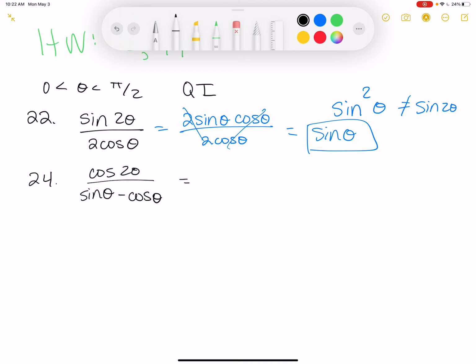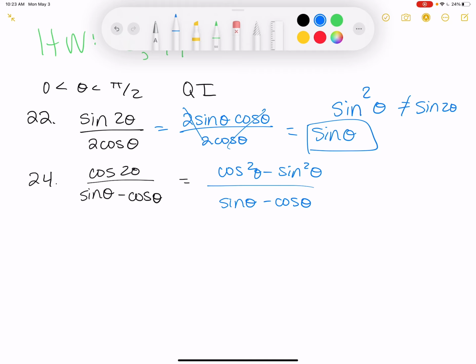For the ones we did before this, it doesn't matter which one. It's not necessarily that your answer is wrong, but you can't get it as simplified as it's supposed to be if you pick the wrong one. So this one was cosine squared theta minus sine squared theta over sine theta minus cosine theta.